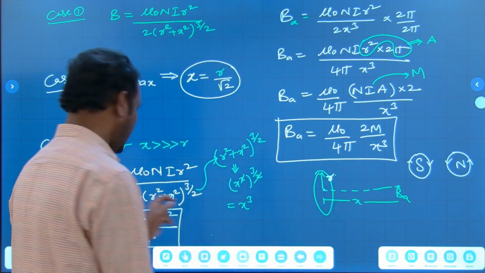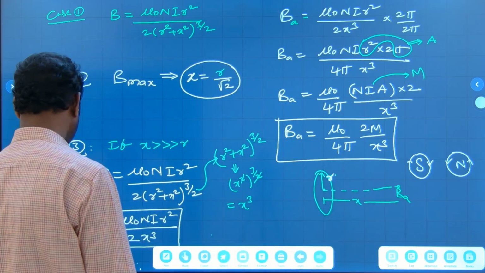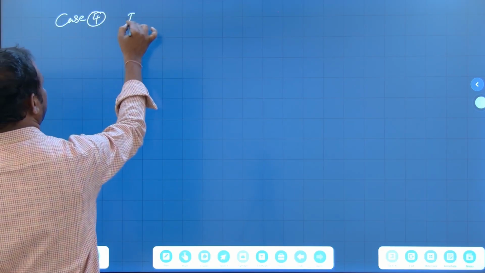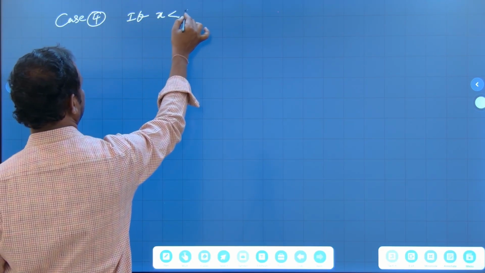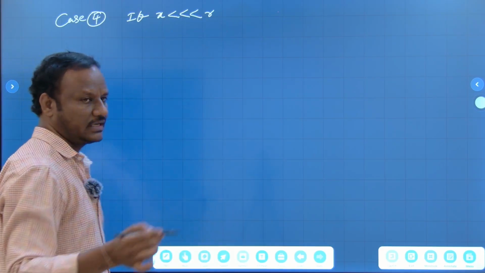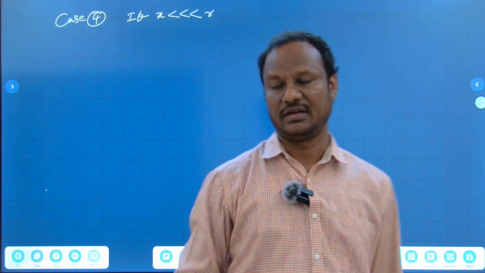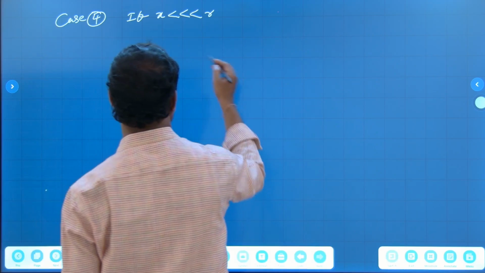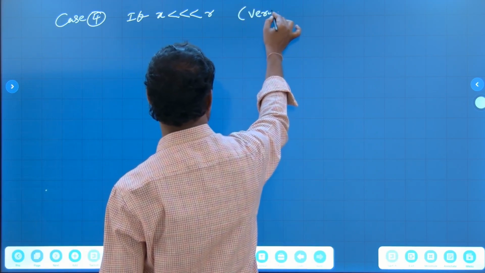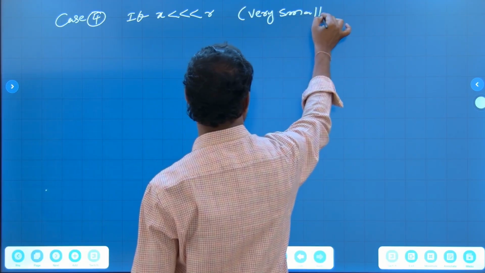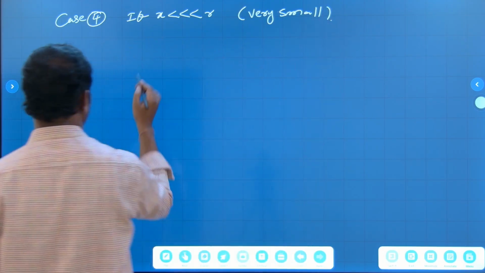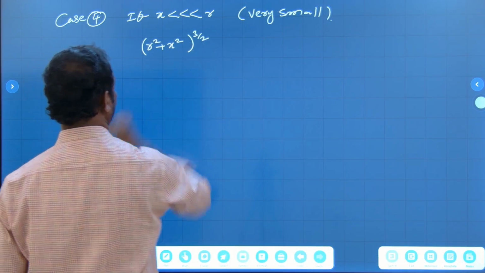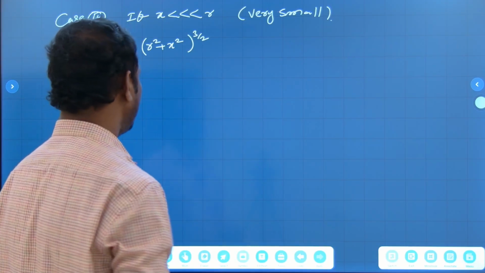Next is case 4, which is the last one. Here, x is very much smaller than r. In the earlier case x was very much greater than r; now x is very much smaller than r, which is very small. So here we consider r square plus x square to the power of 3 by 2.